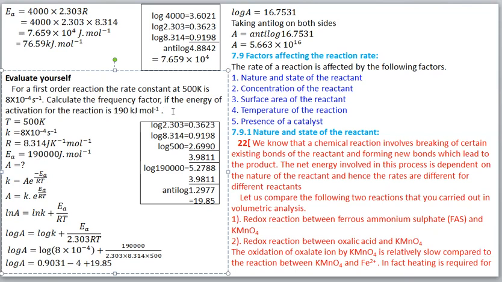190 kilojoule per mole. Kilojoule is not an SI unit, so we can change it into joule. Multiply by 1000, so three more zeros are written here, joule per mole. So A is what we have to find out. The Arrhenius equation is K is equal to A into e raised to minus EA by RT. Our question is to find out A.